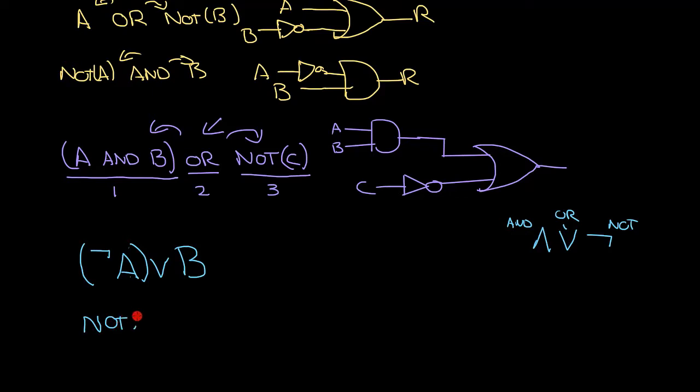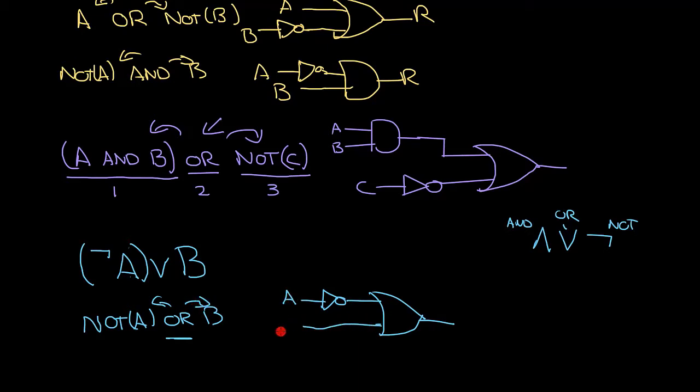If you work to the rules we had before, that shouldn't be too difficult to draw. We've got not A or B. We've only got one AND or OR gate, so we draw that one first, which is here. Going into it, on the top side we've got not A, and at the bottom, on the other side of the OR gate, we've got B. Okay, that is how we draw that gate.